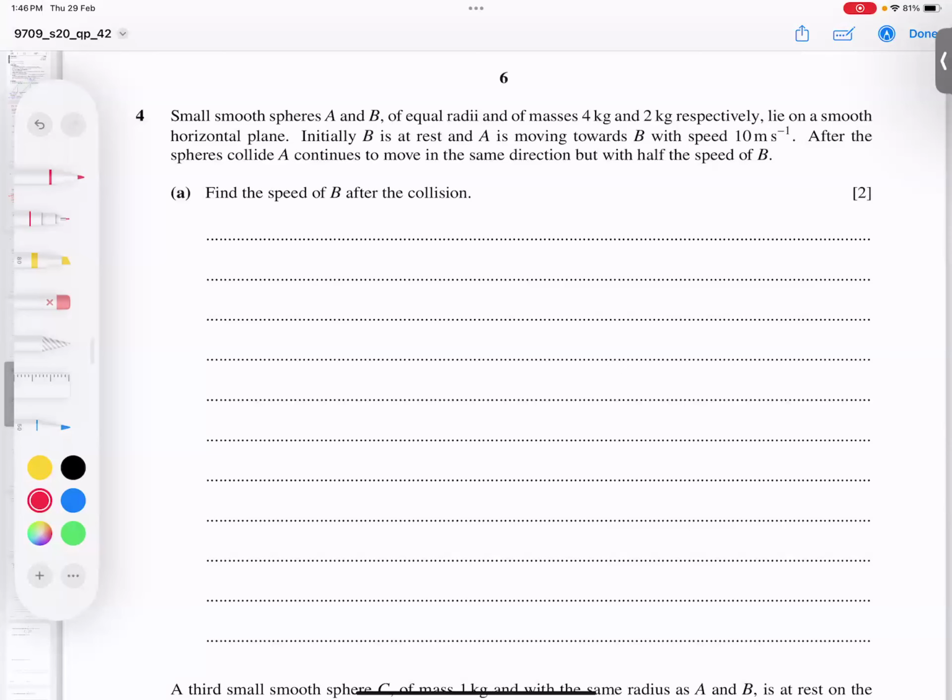Bismillah ar-Rahman ar-Rahim. This is June 2020, variant 42, question number 4, and the topic is linear momentum.